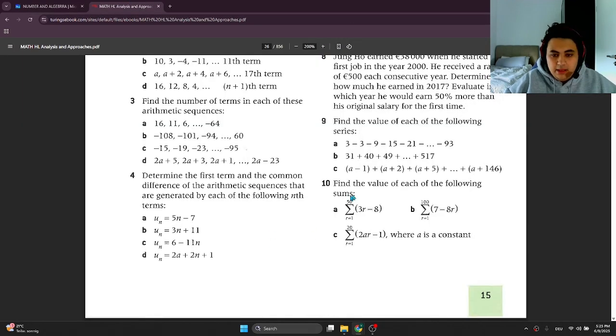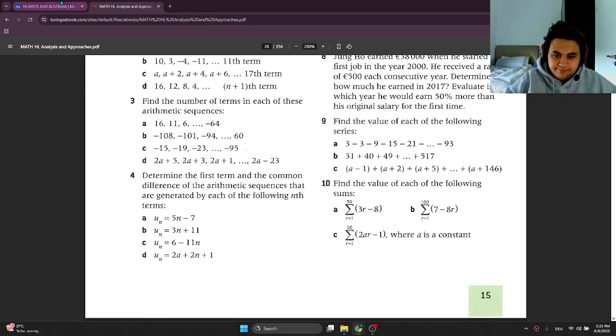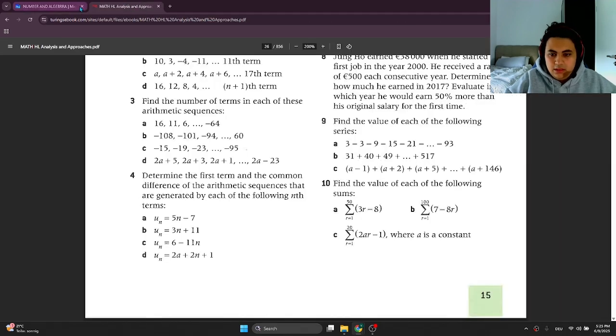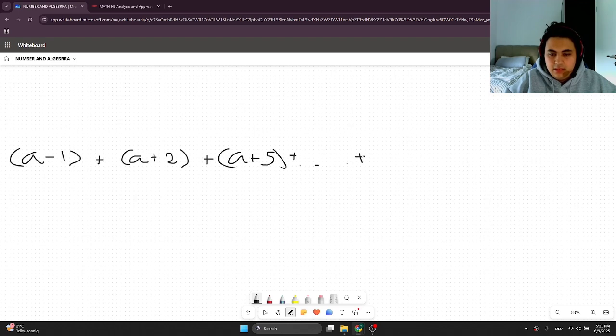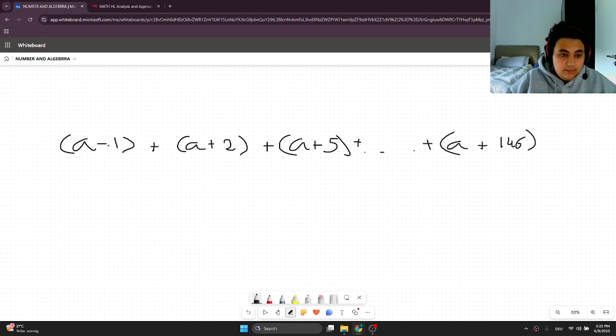So the next one is a minus 1 plus a plus 2, or is it minus 2? A plus 2, a minus 5, a plus 5, sorry. And then dot dot dot, plus dot dot dot, and then your last term is a plus 146. There we go.